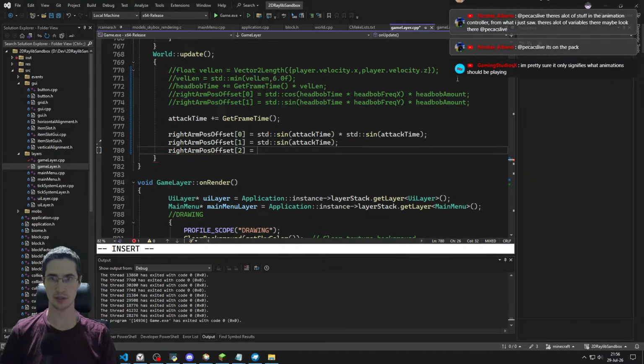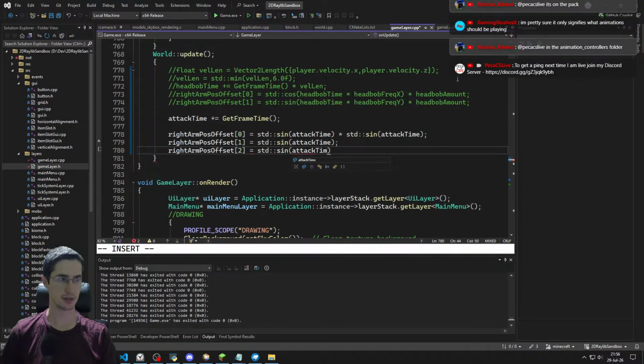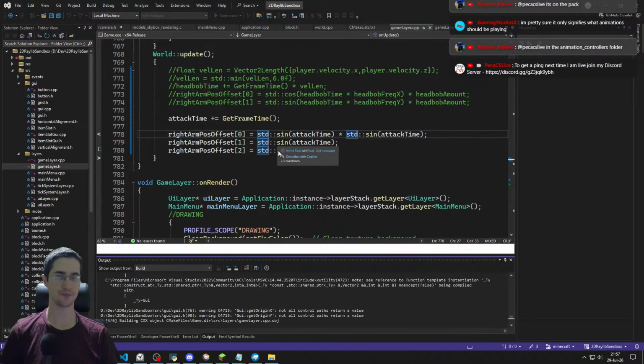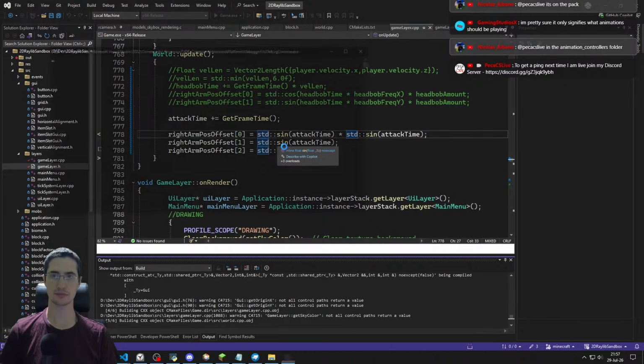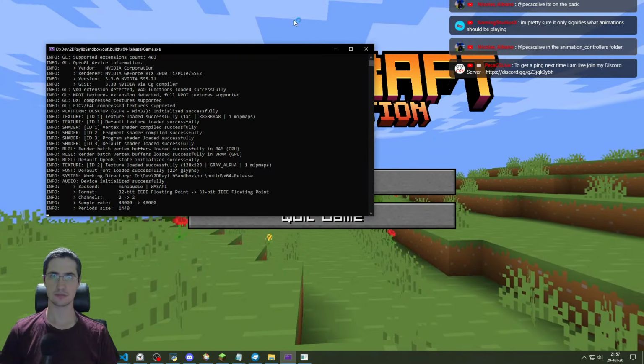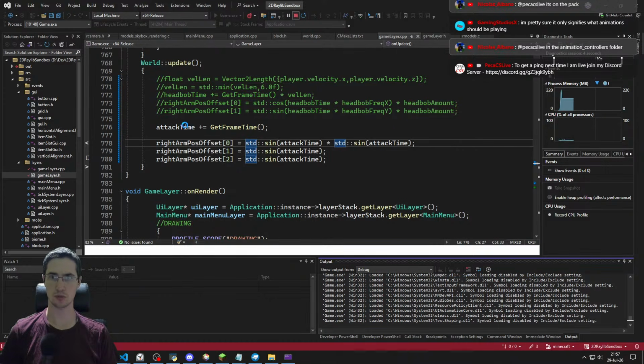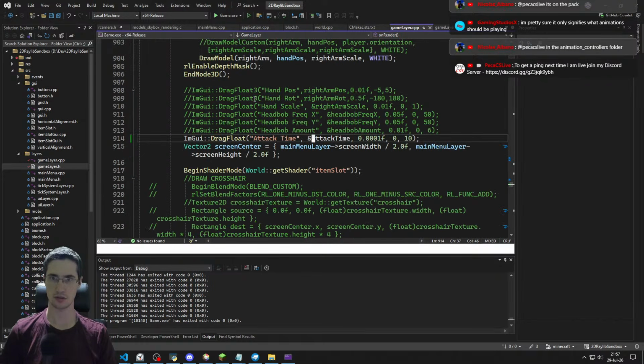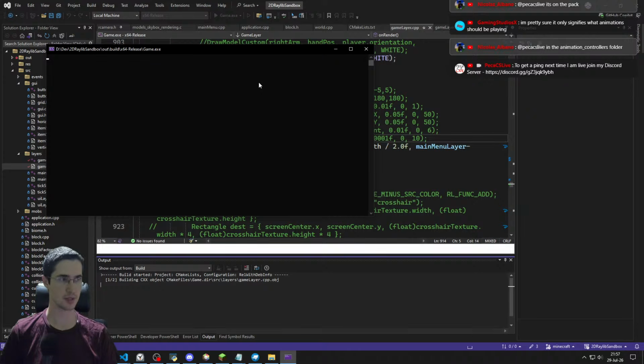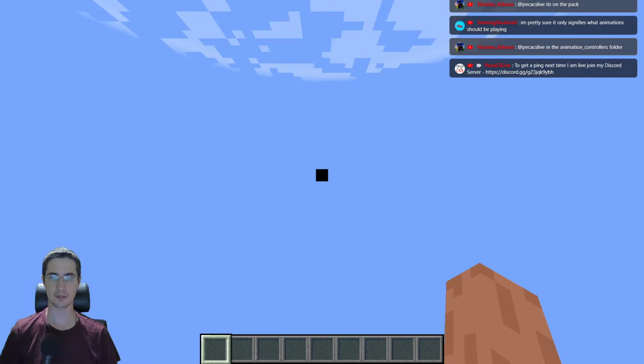Attack time. And here we'll do sinus attack time. Okay, this is the simplest version we can do, chat. And from here on out, we'll do some slight changes. Let's see what this gives us, chat. But we may need to remove it from IMGUI, just in case, because it has a minimum and maximum value. Maybe it will limit it.